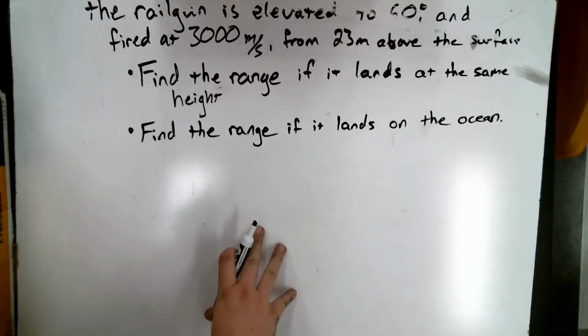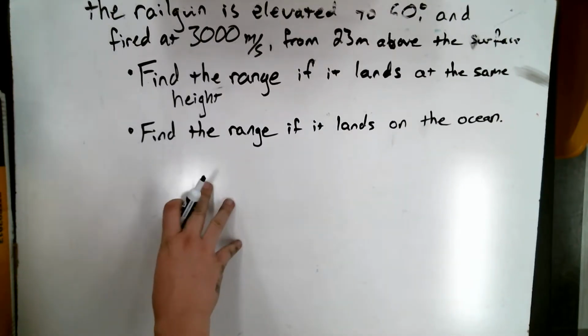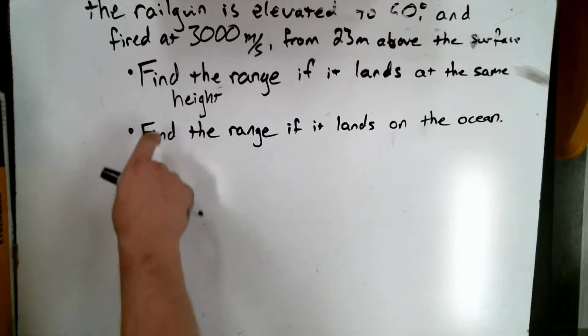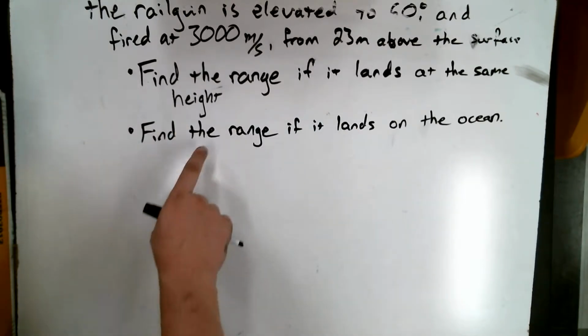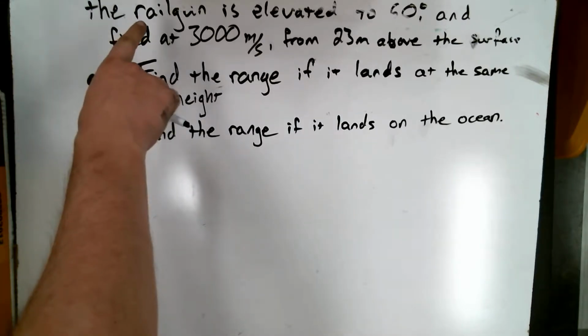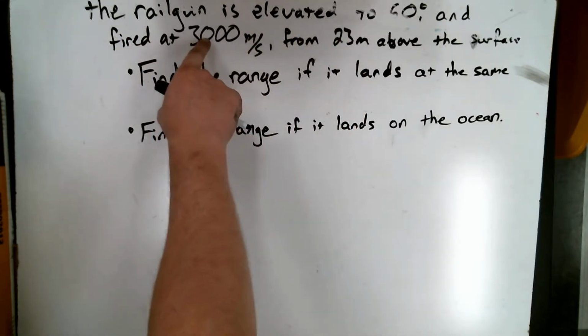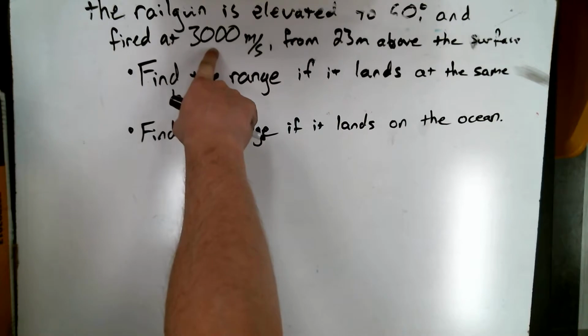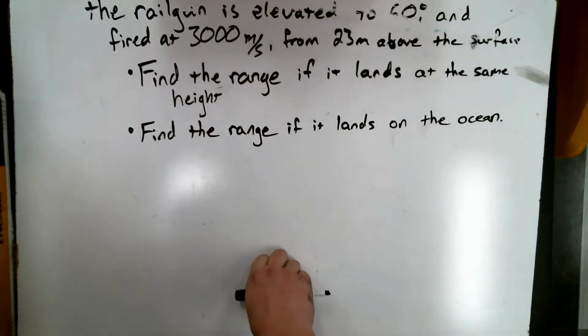All right, in this video, we're going to take a look at a two-dimensional trajectory problem where we are fired at an angle. We're going to take a look at two cases: when we land at the same height and when it lands at a different height. Again, we're going to look at the Navy railgun with its speed of 3,000 meters per second. This time we are elevating it to 60 degrees.